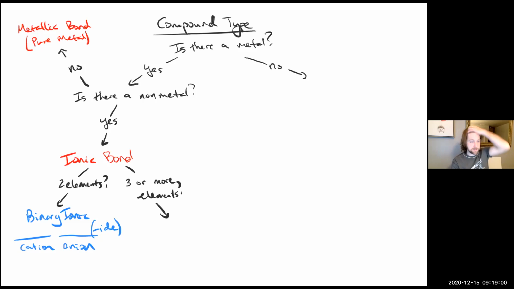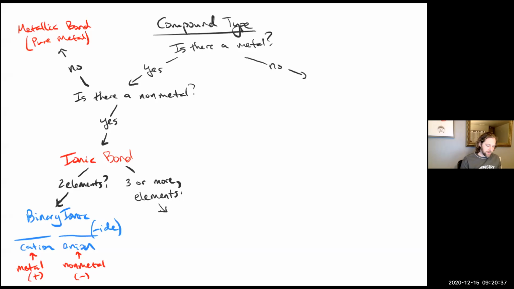The formula is still, you're trying to balance the charges. You're using the charges to determine the ratio of the elements in the compound. We did that with the ion bubbles that we were moving around and balancing charges with. But most of the ones we worked with were binary ionics, where there's just two elements, one's a metal and one's a non-metal.